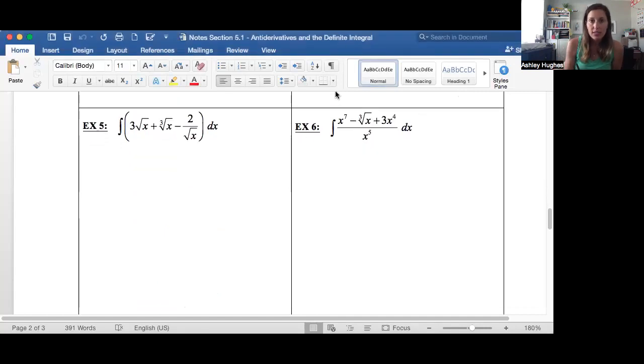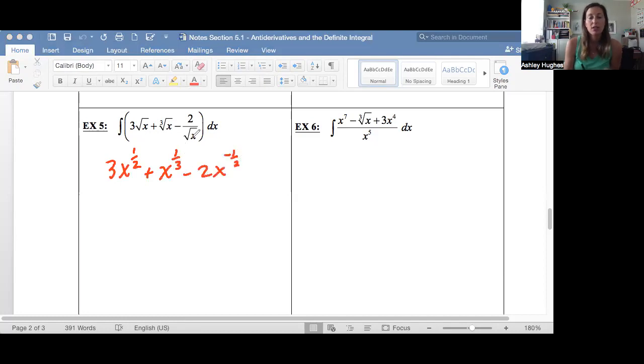So let's rewrite this. I'll rewrite it in red, and then we'll take the antiderivative in a different color. So this is 3x to the 1/2 plus x to the 1/3 minus 2x to the -1/2. Because that's the 1/2 power, and then when you bring it up, it becomes negative. A word about the dx, that just lets you know the variable of integration is x. So when you take the antiderivative, the dx goes away.